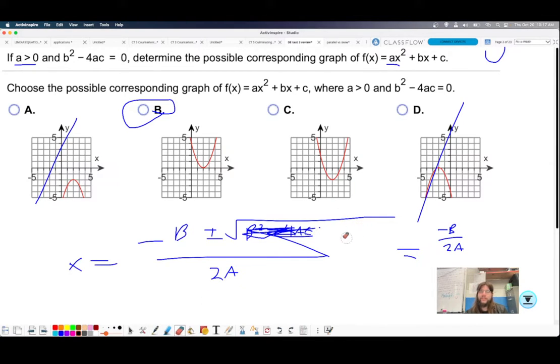What if instead of 0, this was 9? Plus or minus 3, right? So how many answers is that? That's 2 answers. So you have 2 places where it's crossing the x-axis. Now, what if it was -9? That'd be 3i, right? So you'd have 0 places where it crossed the x-axis. That means there's no real solution. It would be above the x-axis or below it, so it wouldn't touch the x-axis.